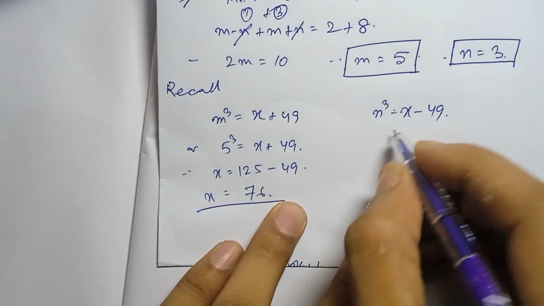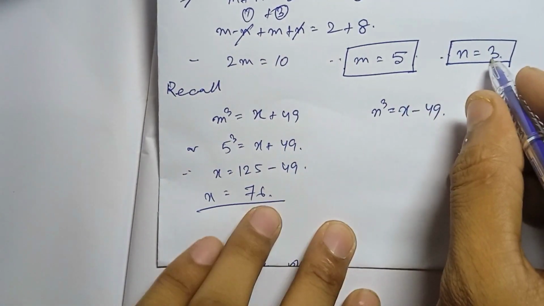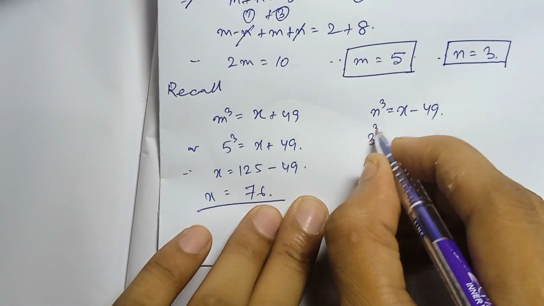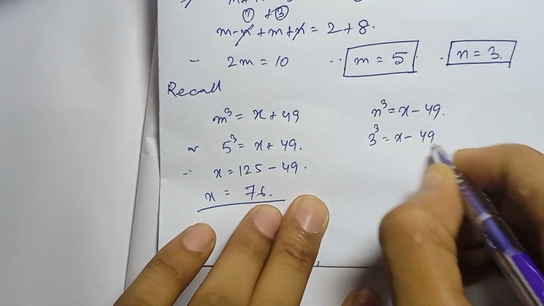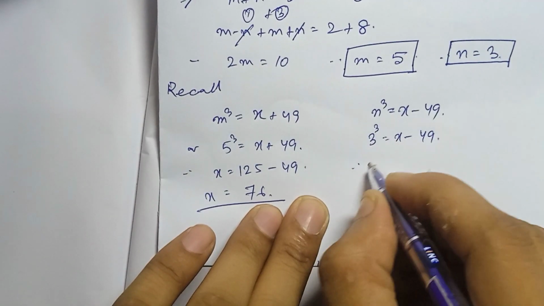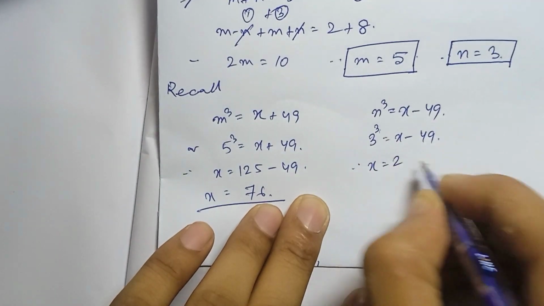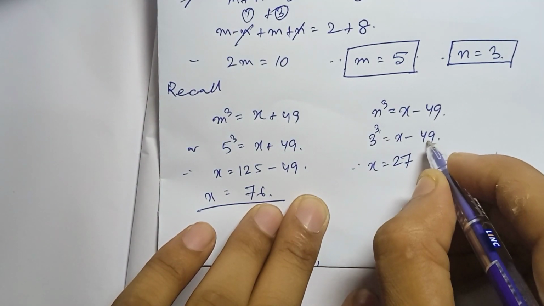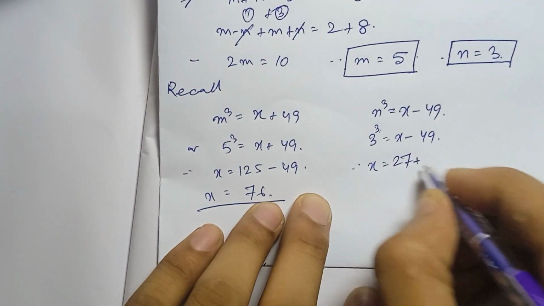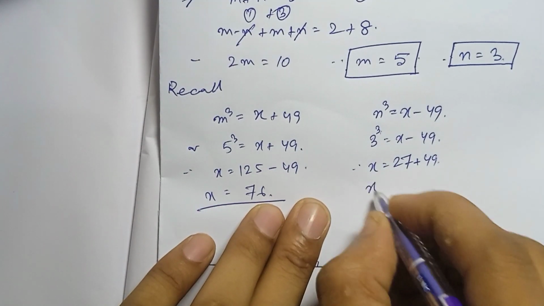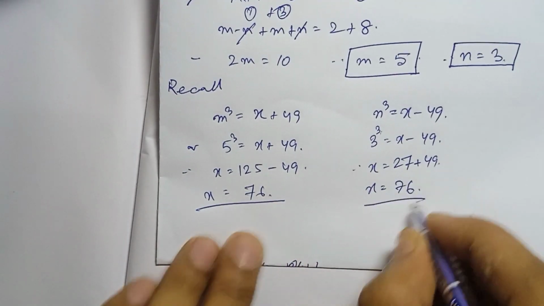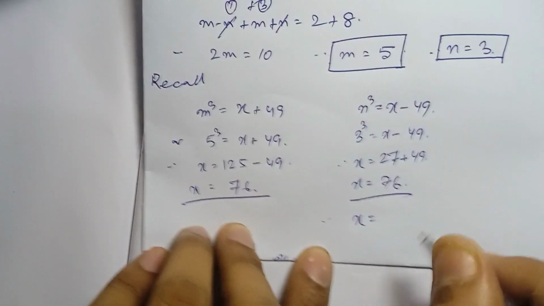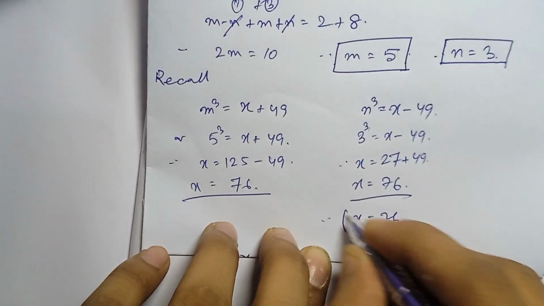Let's check it here. The value of n is 3, so 3 cube is equal to x minus 49. So therefore x is equal to 3 cube, which is 27, plus 49, as 49 goes to the other side and becomes positive. So therefore x is equal to 76. So we can conclude the value x is equal to 76, and this is the final answer.